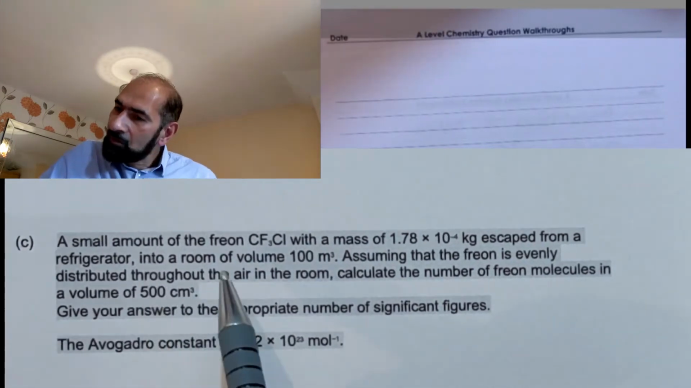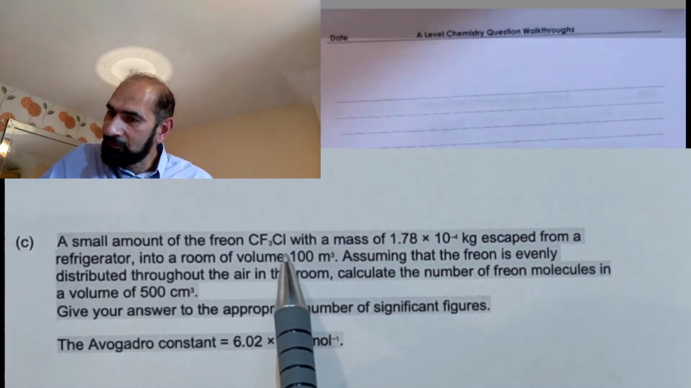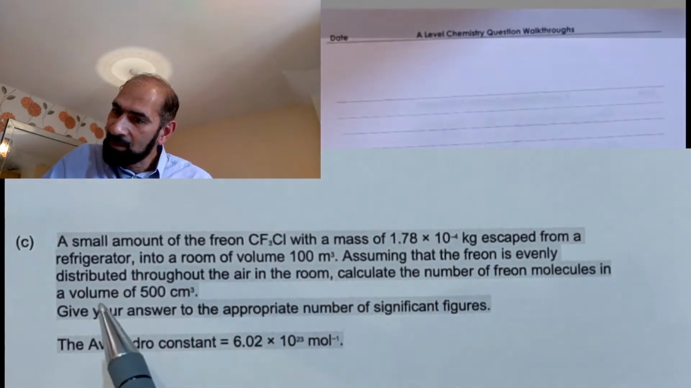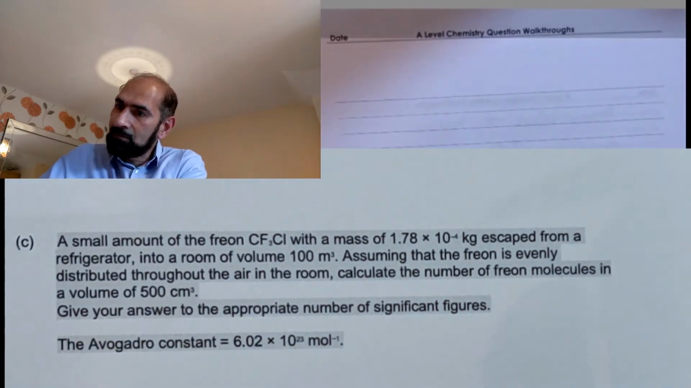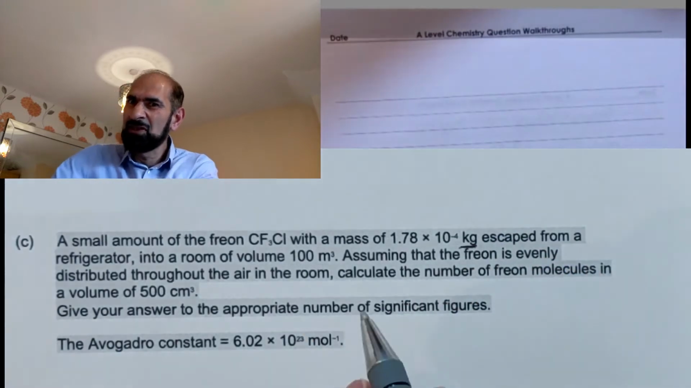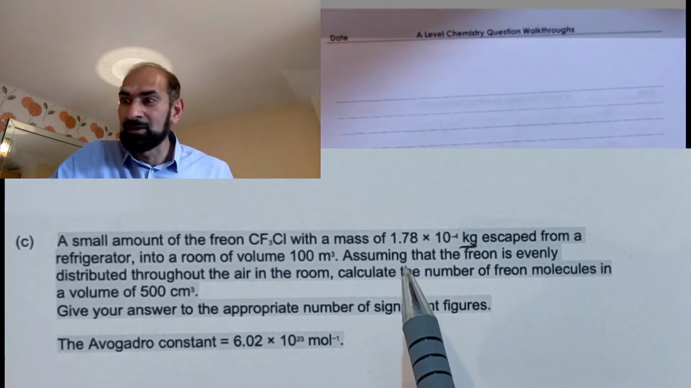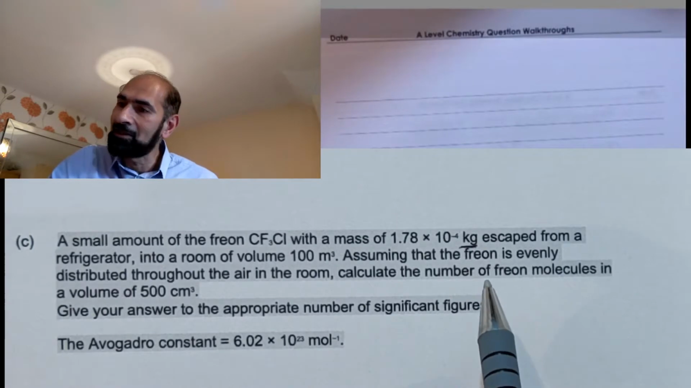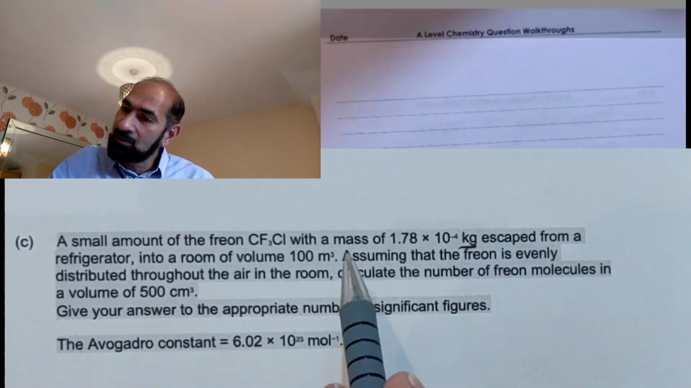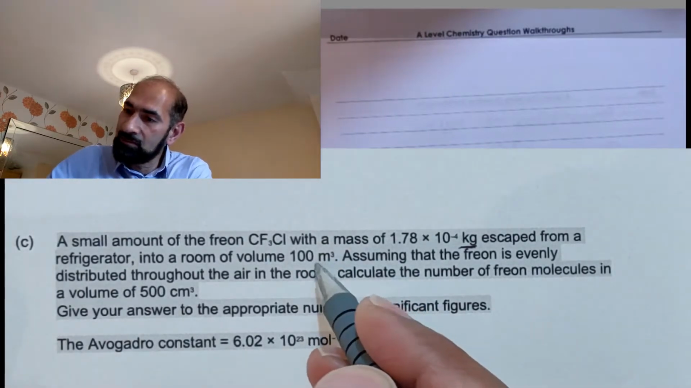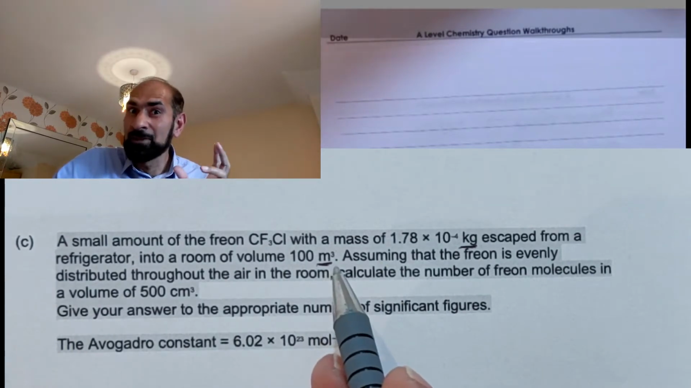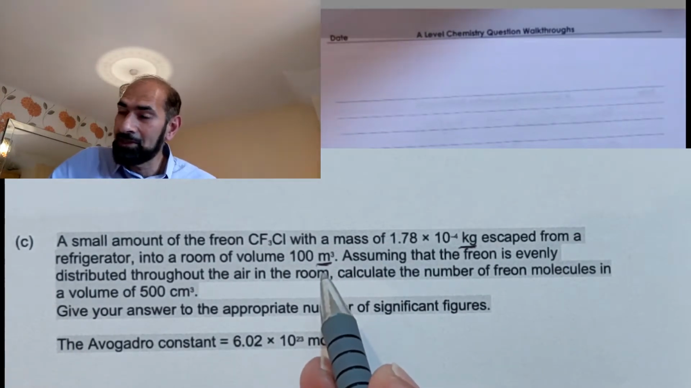Let's do it. So a small amount of the freon, CF3Cl, so they've given us the formula, with a mass of 1.78 times 10 to the minus 4 kilograms escaped from a refrigerator. The first thing I'm going to do is highlight this kilogram business, because masses in chemistry are usually in grams, not kilograms, so I might have to do something about that. It escaped into a room of volume 100 meters cubed. Usually in chemistry, volumes are centimeters cubed, so that's why I'm underlining this.